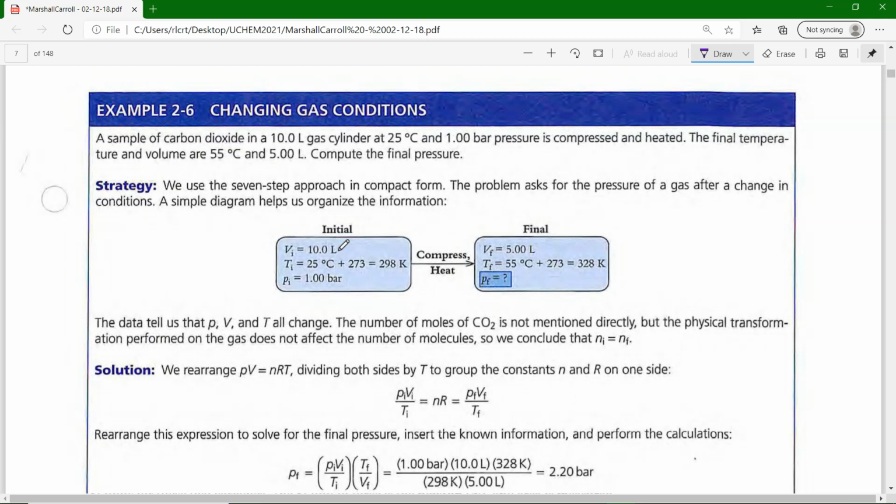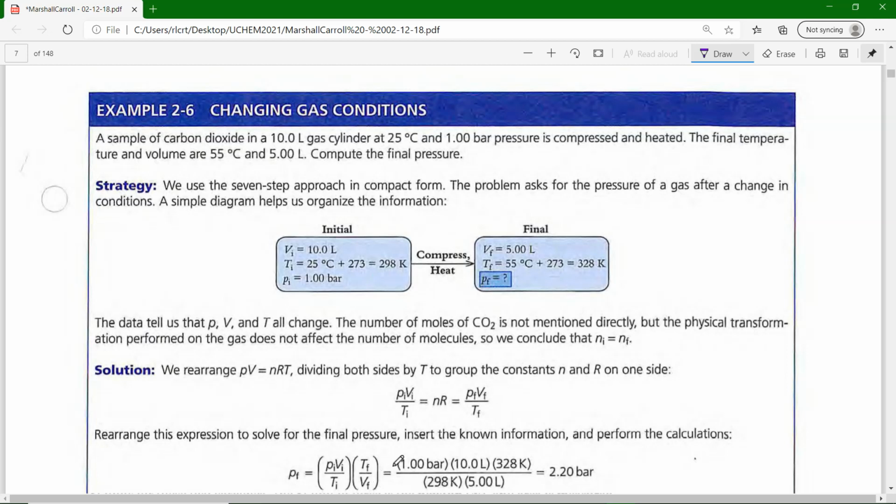Here we have a nice little drawing. I have 10 liters to start with, an initial temperature of 298 Kelvin, which we might as well convert right away, and an initial pressure of 1 bar. Now we're going to compress it, so the volume will go down, but we're also going to heat it, so the volume will go up. They're having a battle here. The question is, what's more important? It depends on the numbers. Our final volume is 5 liters, which is a compression, and our final temperature is 328 Kelvin. We want to calculate P final, so P final is P initial V initial T final over T initial V final.